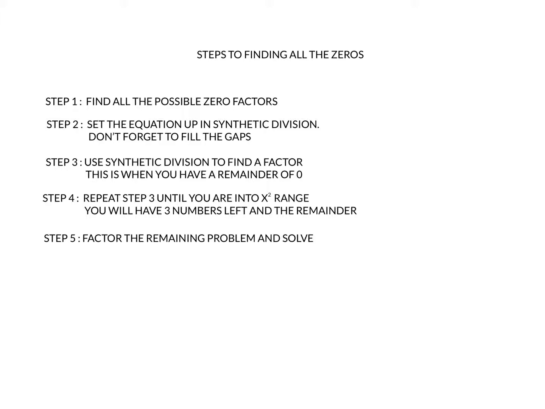Then we're going to factor that remaining problem. So again, like we did earlier, we're going to break the x squared down into its prime pieces. And then we're going to solve all the pieces and list the solution. Okay, so those are our 6 steps that we're going to use to solve these types of problems.